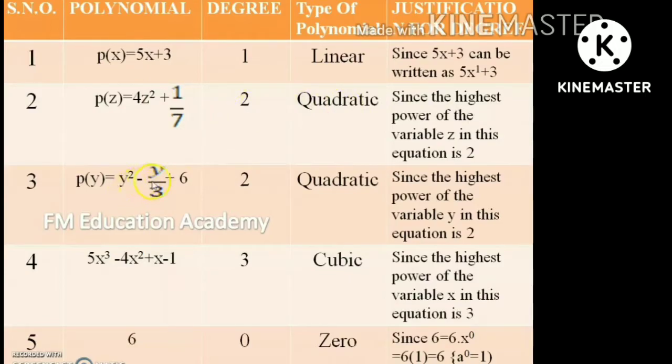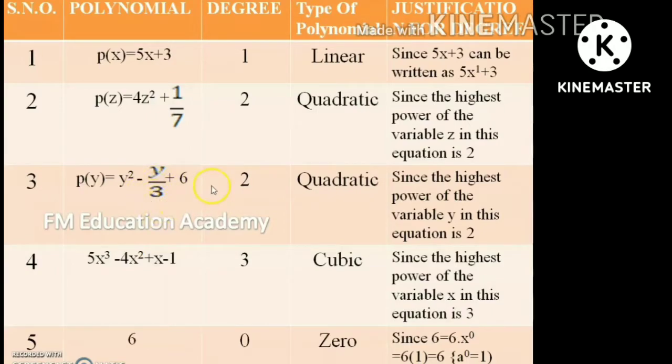Now in this expression y squared minus y by 3 plus 6, here also the degree is 2, because of y squared. You may have a doubt why it is a polynomial, right? But it is a polynomial because y by 3 means 1 by 3 into y. That is, 1 by 3 here is the coefficient of y.